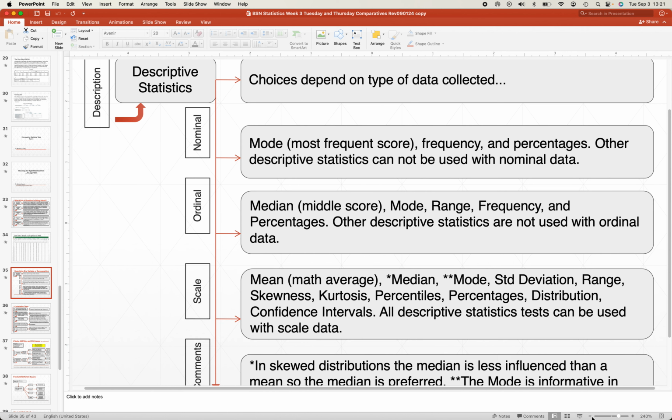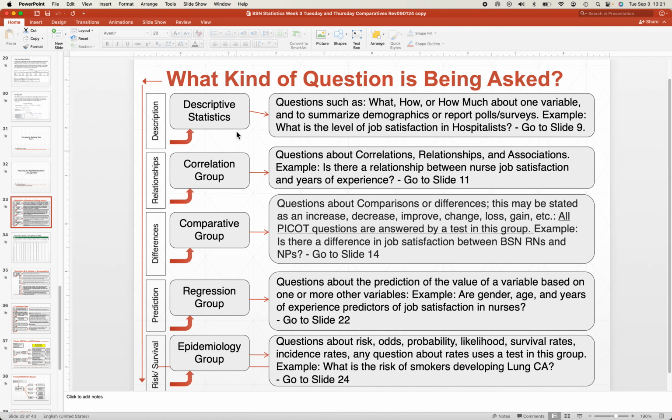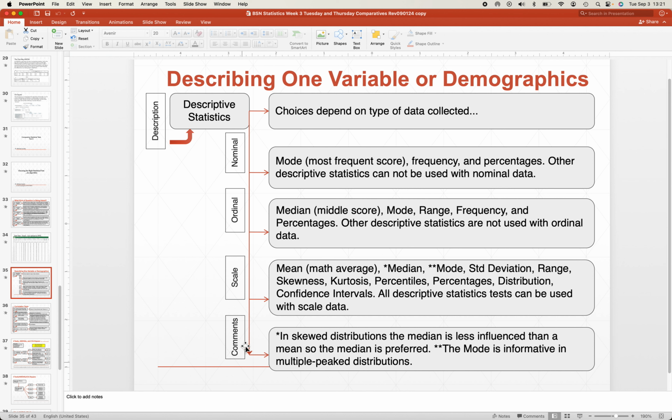So with our descriptive studies, remember with descriptive statistics, if on here we said that our question is at the descriptive level, it would send us to slide 9. This is slide 9. And all I'm showing here is that we can get the mean with scale data. Our best central tendency measure with ordinal data is median. And the best central tendency measure with nominal data is mode. With nominal data and ordinal data, we cannot obtain a scale. We cannot obtain a mean. We can only get a mean from scale data.